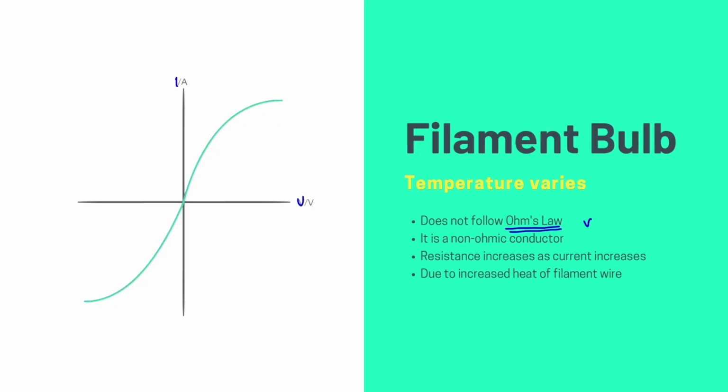That's because V is not proportional to I. It's not a nice straight line through the origin. And if it doesn't follow Ohm's law, it means it's not an ohmic conductor. In fact, it's a non-ohmic conductor. And if we consider some values here, let's say that at this stage, V is equal to 2, and let's say I is equal to 3, right?